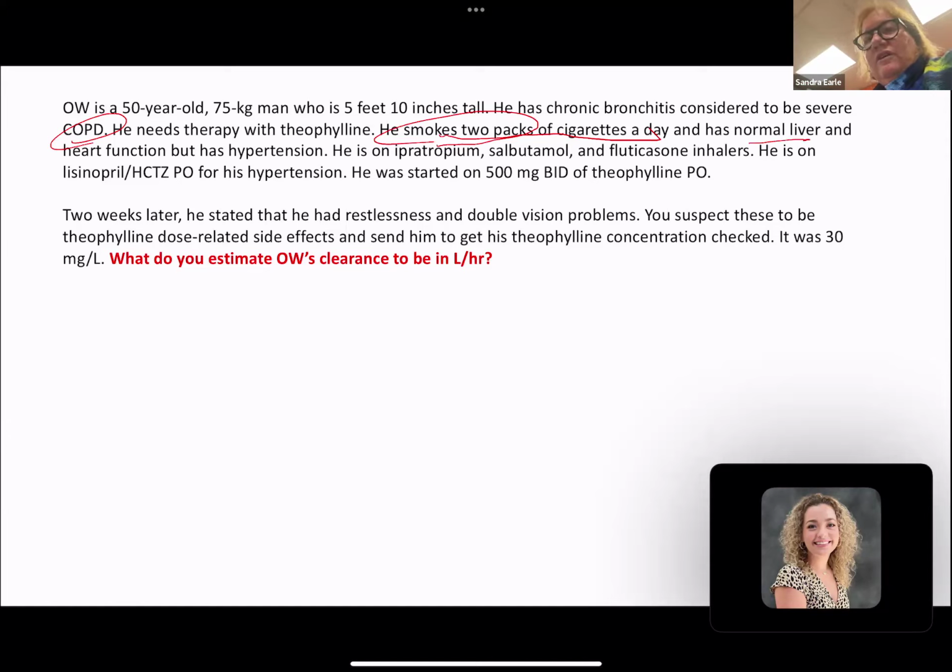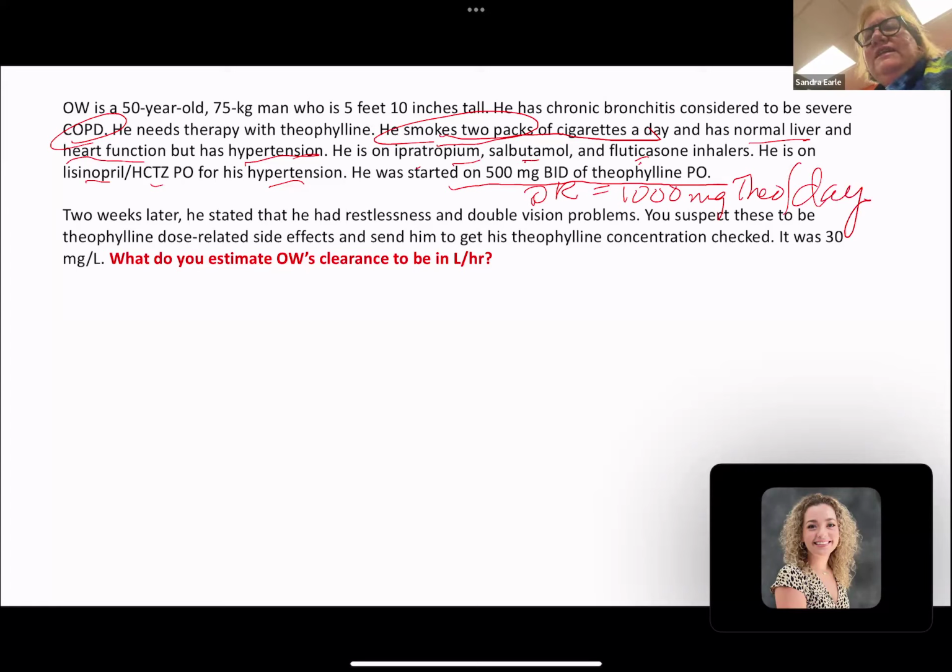He has normal liver and heart function, so that's good. Has hypertension. He's on ipratropium, salbutamol, and fluticasone inhalers. I don't think any of those should affect theophylline. He's on lisinopril and hydrochlorothiazide for his hypertension. And he was started on 500 milligrams BID of theophylline, PO. So his dose rate is 1,000 milligrams of theophylline per day, right?